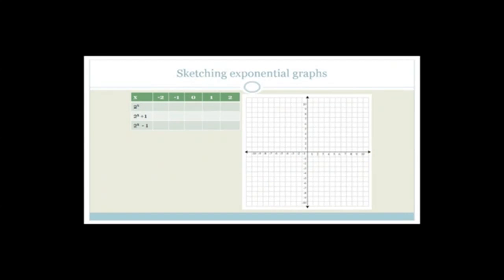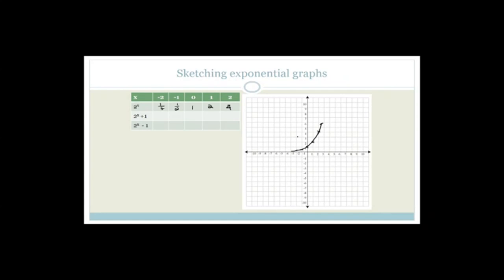And I've included the 2 to the x because it's always nice to see what happens compared to the standard one. So I'm going to do the standard one in black. Okay, so we know that 2 to the minus 2 is a quarter. 2 to the minus 1 is a half. 2 to the naught is 1. 2 to the 1 is 2, and 2 to the 2 is 4. So if we plot that, we've got a quarter, a half, 1, then when x is 1, y is 2, and 4. So that's my standard graph. Okay, that is my 2 to the x.